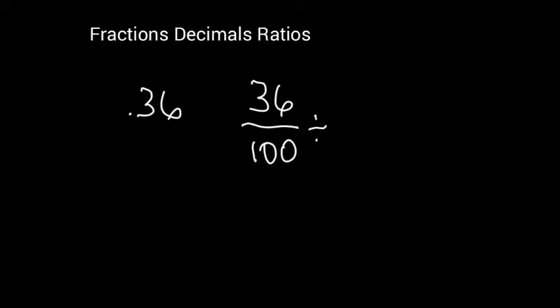So I'm going to divide both those numbers by 4. 36 divided by 4 is 9, and 100 divided by 4 is 25. So now I have a fraction in simplest form.